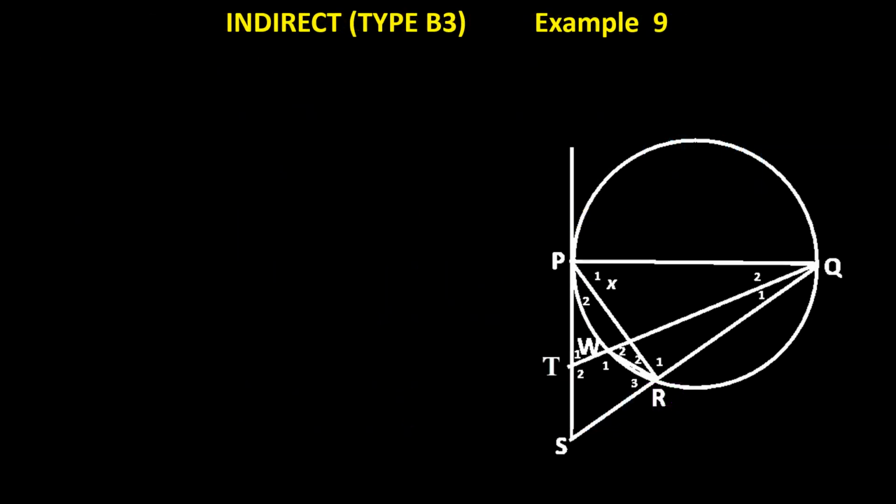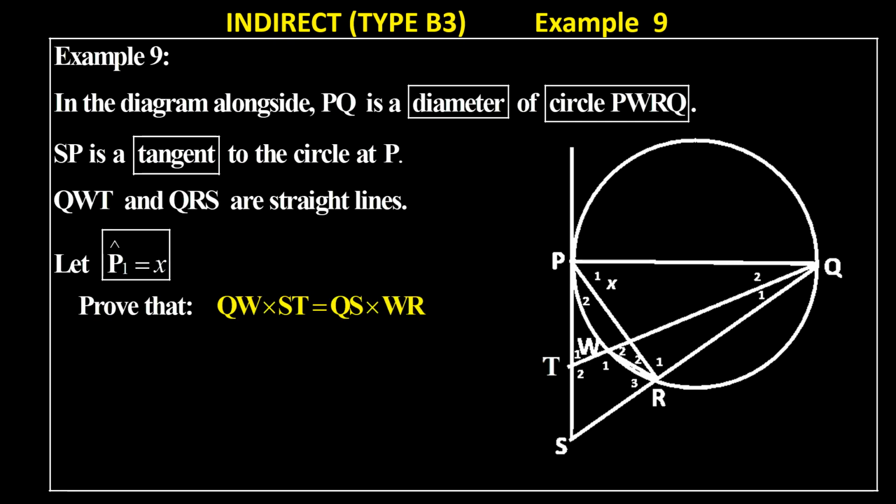Now let's just consider an example where you can apply the indirect type B3 problem. There we have a diagram. Let's just look at the diagram there. PQ is a diameter. PQ is the diameter of the circle. There we've got a circle PWRQ. SP is a tangent. SP is a tangent at point P. And we've got some straight lines. We've got QWT is a straight line.